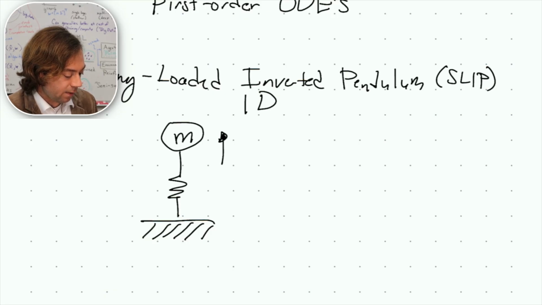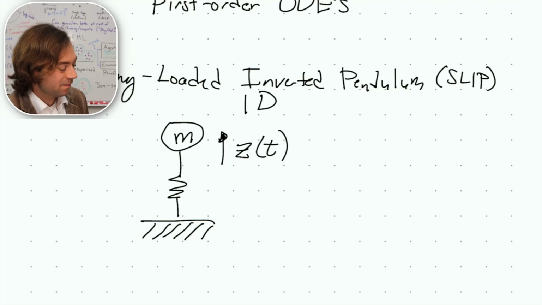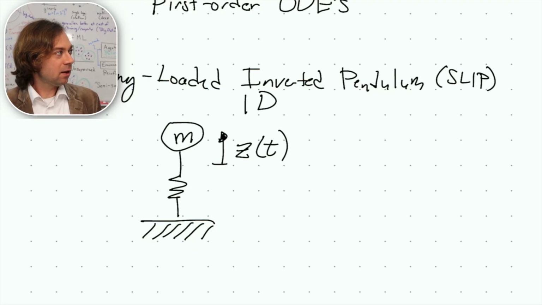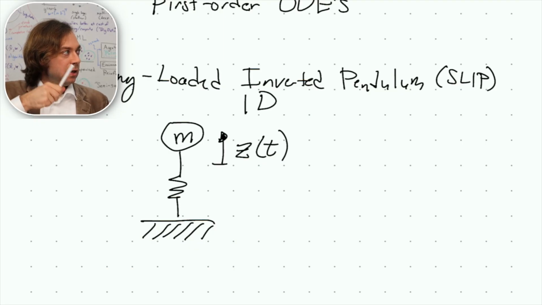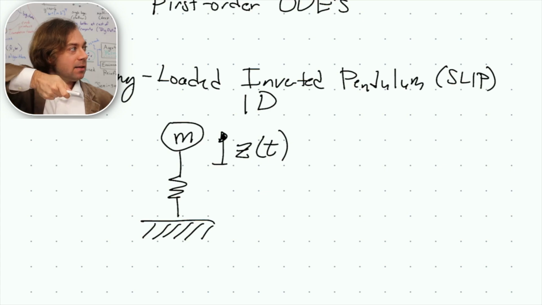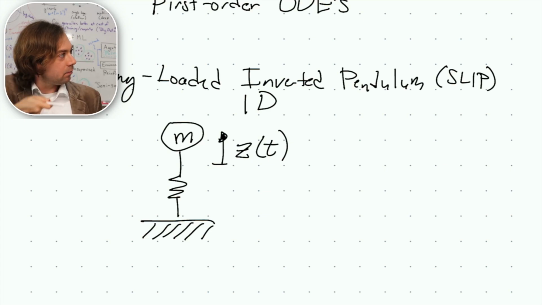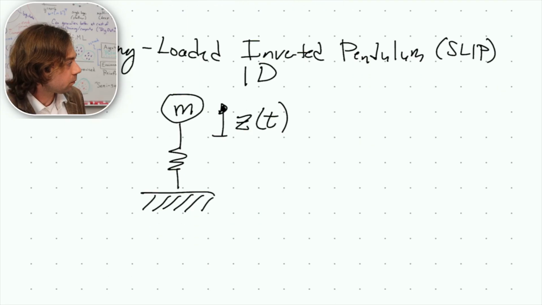So we're just going to have some vertical position, call it z of t. In legged locomotion, a lot of times up is z because y is that way and x is that way, right? Okay.